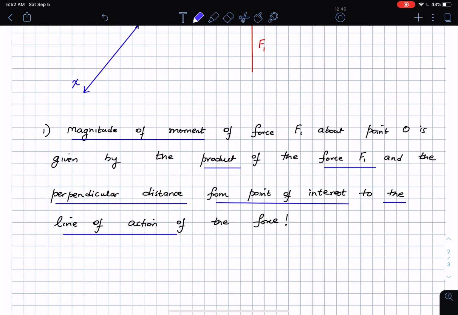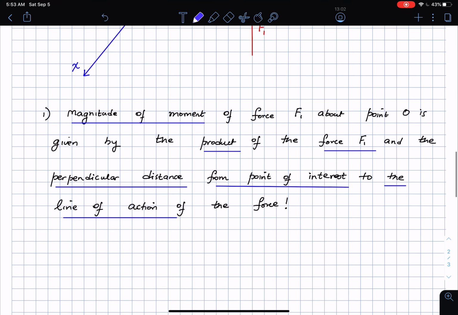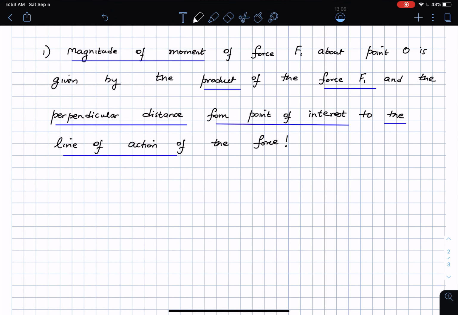Okay, and what do we mean by that here? In this case, if you see, the magnitude of the force is F1 and the perpendicular distance from point of interest to the line of action is the distance d, because you see that it's making a nice right angle there. Okay, so for us this means that we're going to be writing it in the following manner. Magnitude of the moment about the point O due to the force F1 is going to be the magnitude of the force multiplied by the distance d1. Okay, this is the magnitude of the moment.